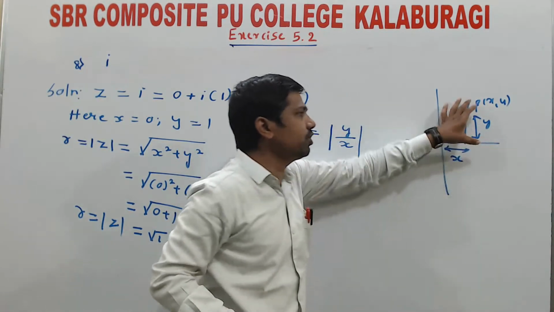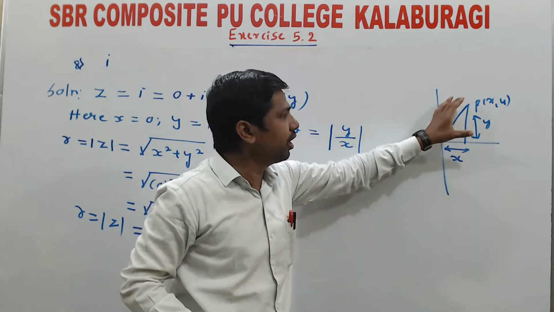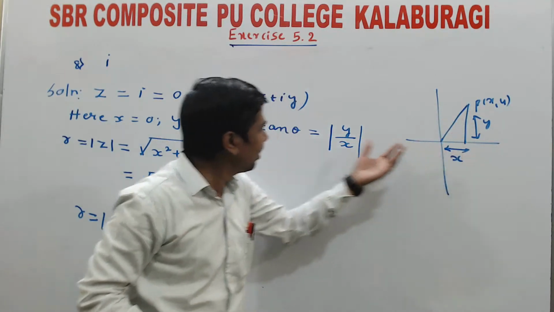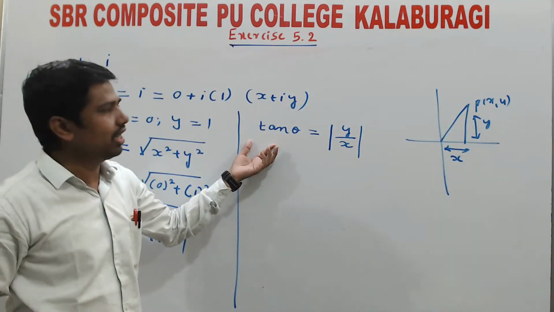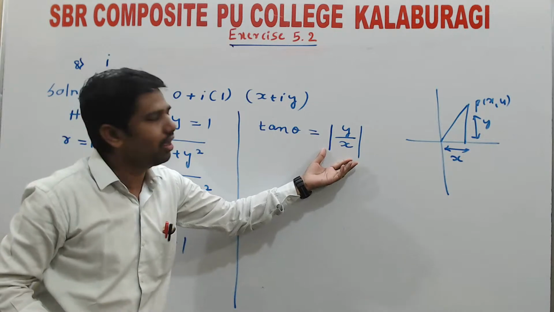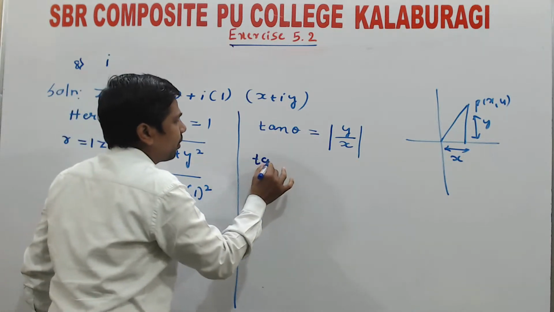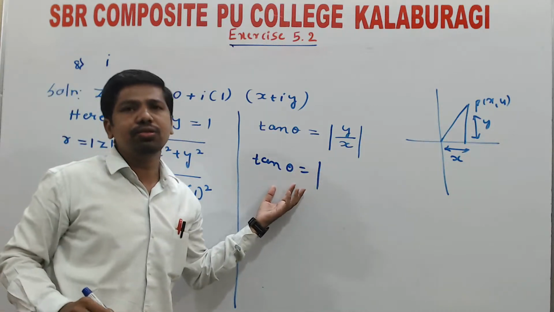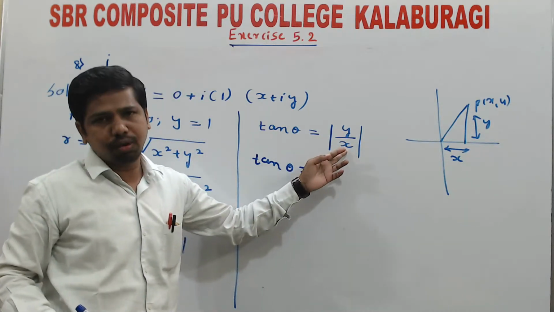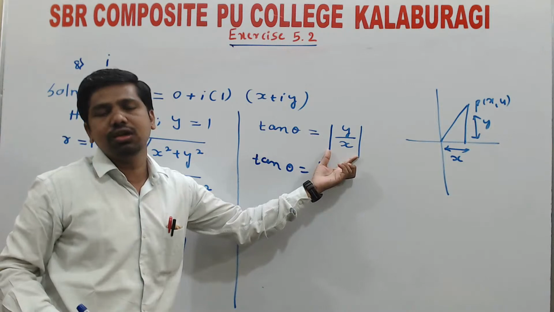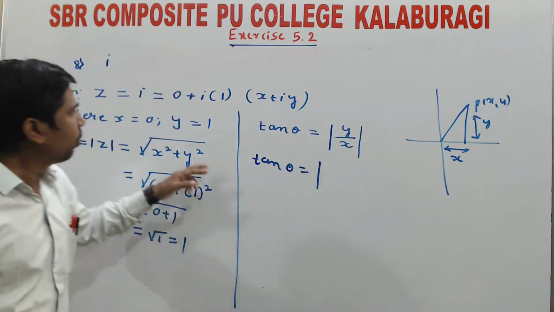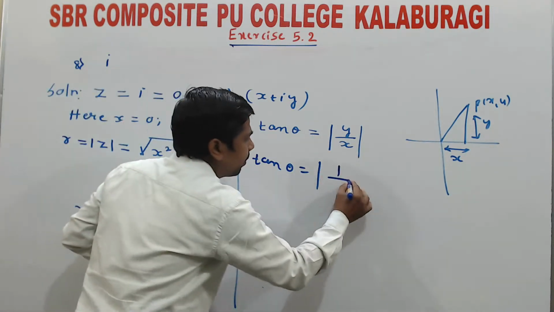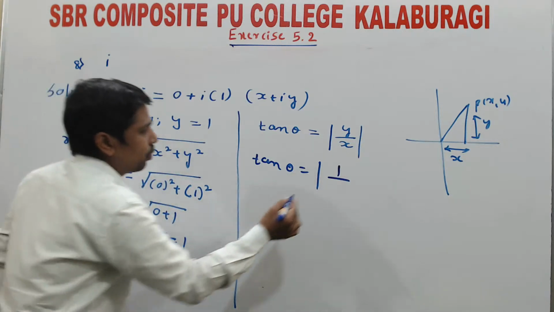So we know the distance of y and x, so we are calculating the ratio of opposite by base, that is tan theta. For that I am taking tan theta is equal to modulus of y by x. So first we'll find the theta base considering both x and y as positive only, that is, modulus gives a positive quantity. What is y? It is 1. And what is x? 0.